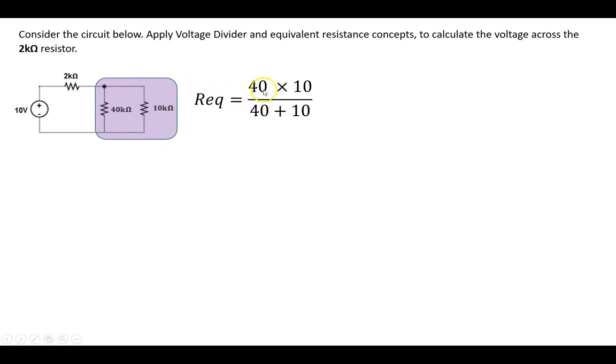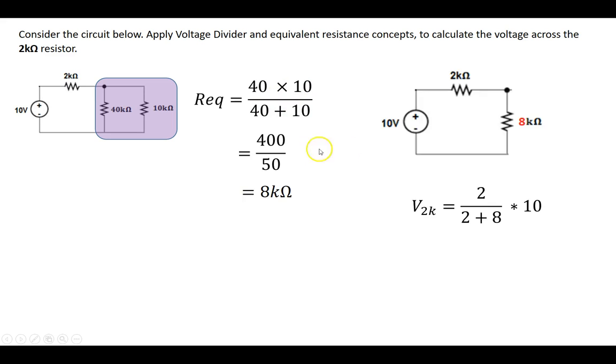So for this purple box, the 40 kilo ohm and 10 kilo ohm, the equivalent resistance is 40 times 10 divided by 40 plus 10. Since both of these are in kilo ohms, we can just leave them as 40 and 10, and they work out just fine. So the equivalent resistance is 400 on the top, 50 on the bottom, which leads me to 8 kilo ohms. So here's my 8 kilo ohm resistor.